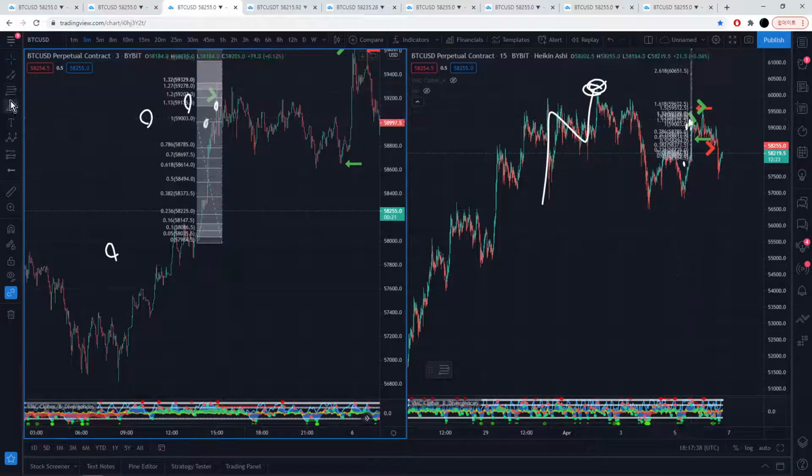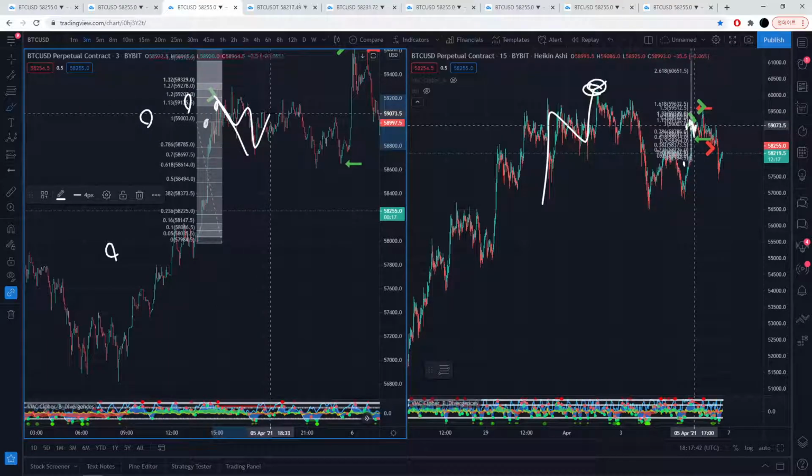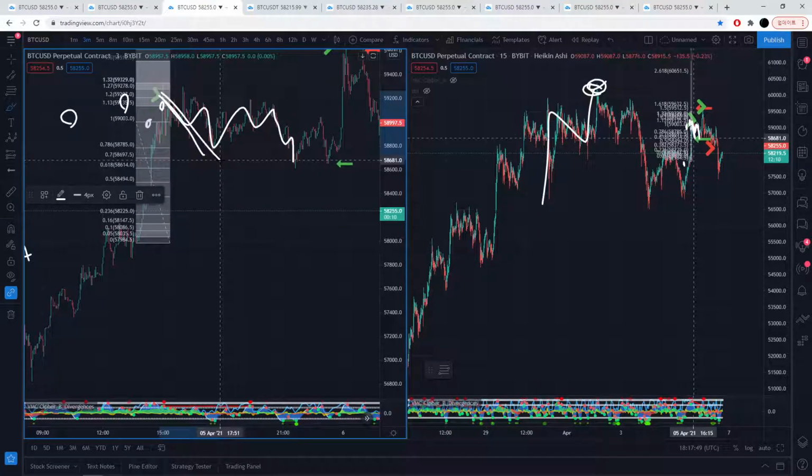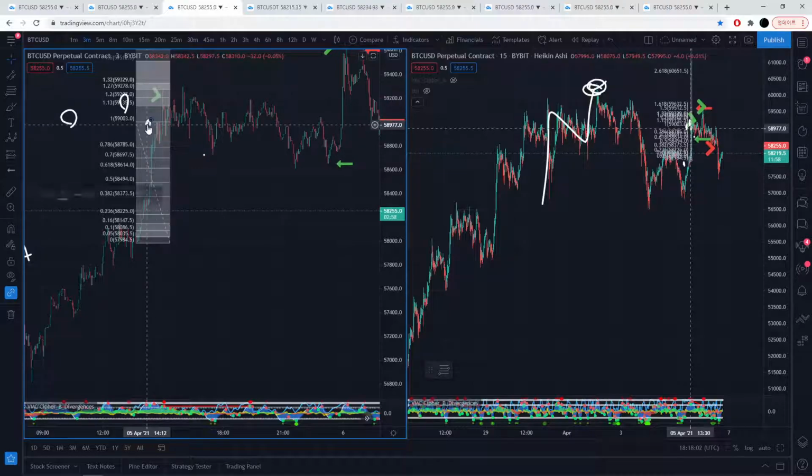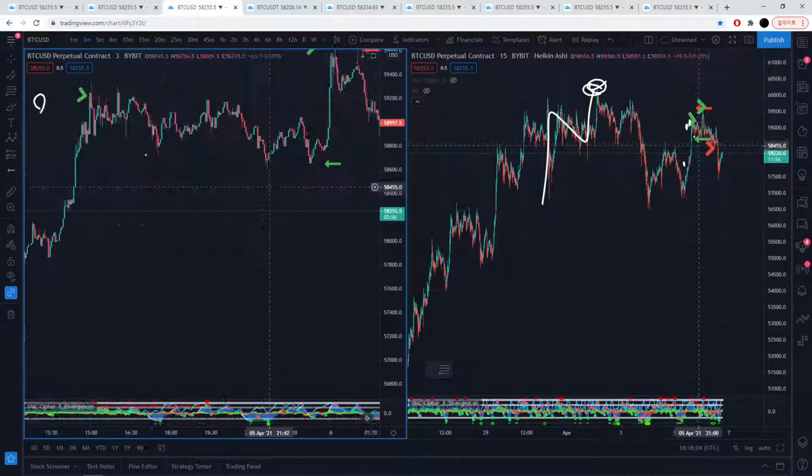Okay, so I believe that was A, B, C, 1, 2, 3, 4, 5. Okay, so there was correction here, and I could have went in short position here, but I didn't because I didn't know what it was gonna look like. Normally I do, but I didn't. At the time I was making videos as well.